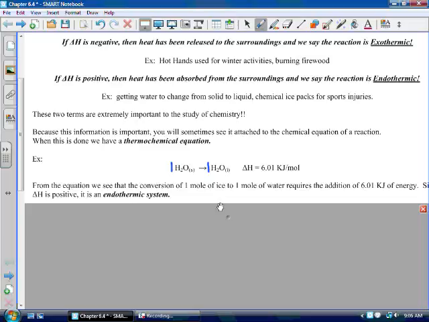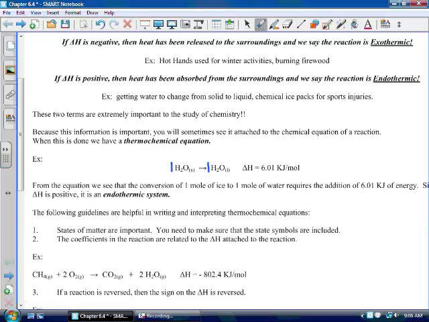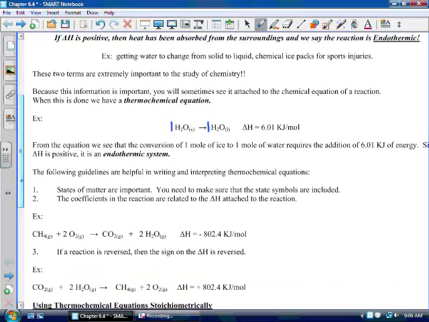Now, when dealing with these equations, there are several principles or guidelines that we need to look at that make things important. The first guideline is that states of matter are important. You need to make sure you have your state symbols correct and included. In the previous example, you can see what I mean by that. If we didn't have state symbols there and there, this equation would make no sense. Changing water to water would look like it took 6.01 kilojoules a mole. You can see that we are changing water from the solid state to the liquid state. Different substances in different states have different enthalpy values attached to them.